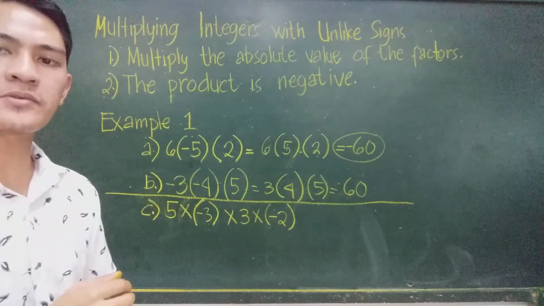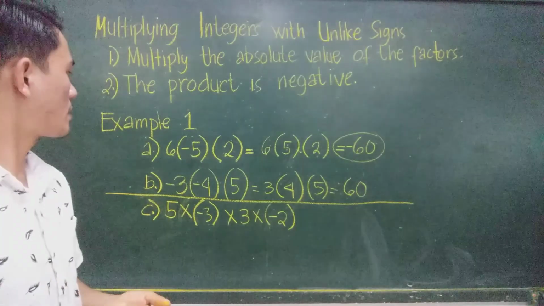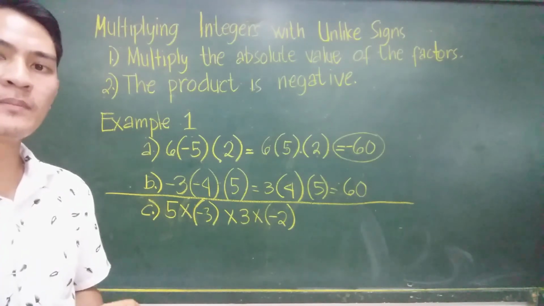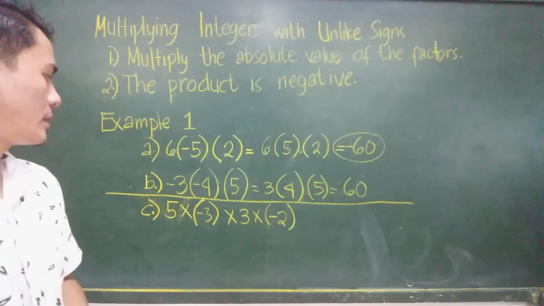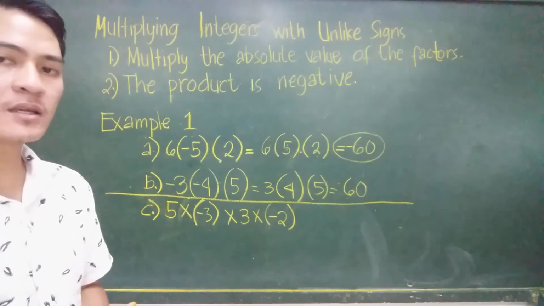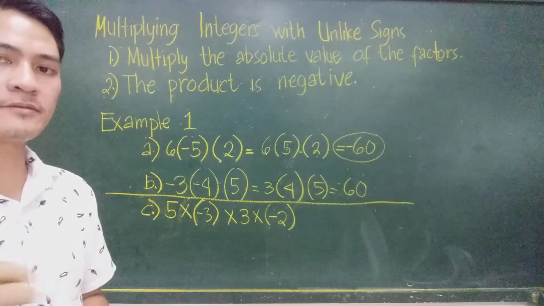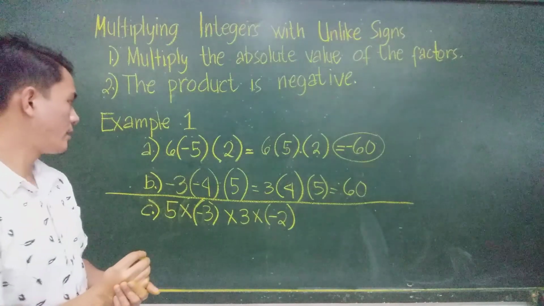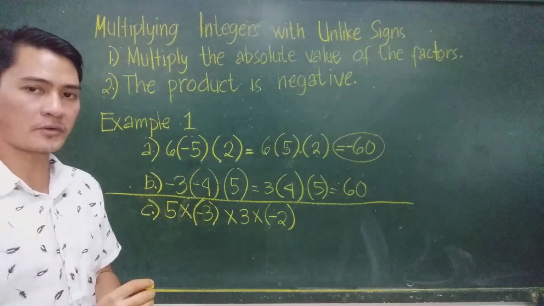Okay, try to answer example number 1c in your sheet. We have 5 multiplied by negative 3 times 3 multiplied by negative 2. So, let's answer example number 1, letter c.